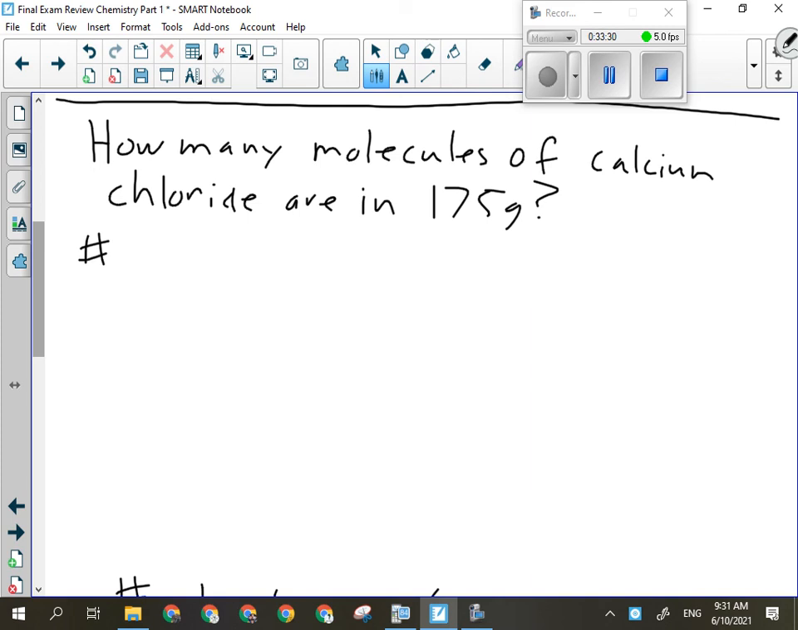So in this question, we're looking for the number of molecules. In order to get the number of molecules, I'm going to have to take the number of moles and multiply it by the number of particles, Avogadro's number, in a mole. So that's what I'll have to do eventually. I'm not there yet, but eventually that's what I'm going to have to get to.